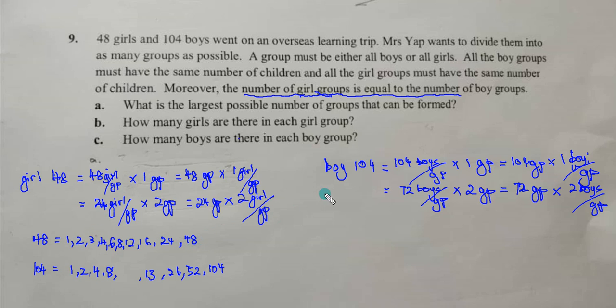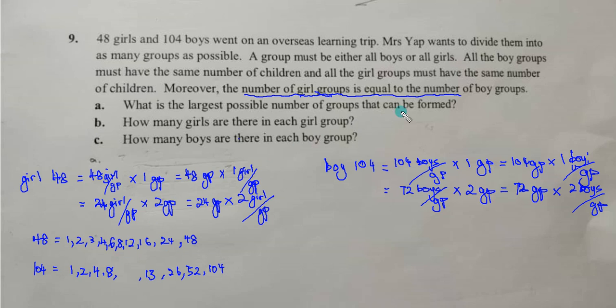Similarly, with the same reasoning, in this case we use the number of groups. What you can see from here is that it is interchangeable. I mean, whatever factor for 104 can be the number of groups. So you list it down here again.